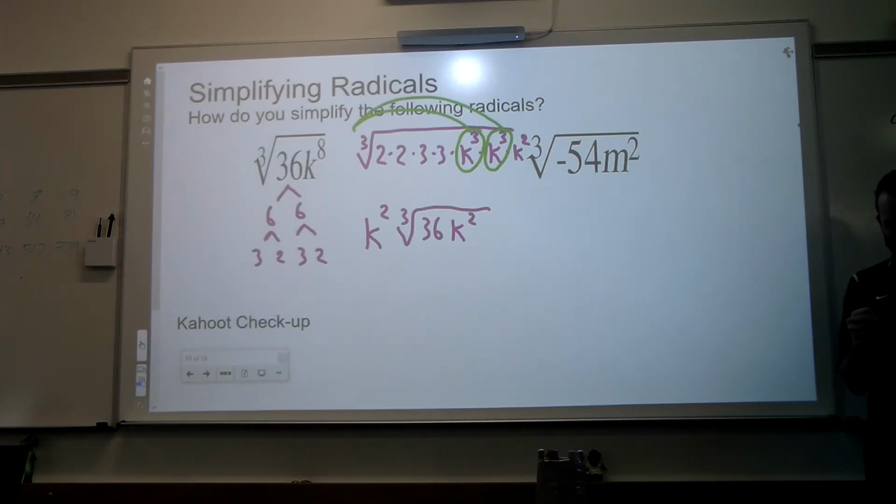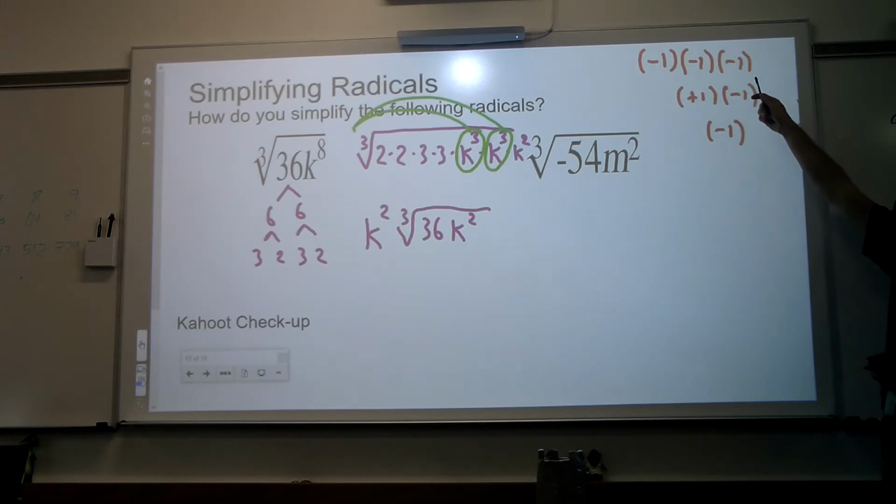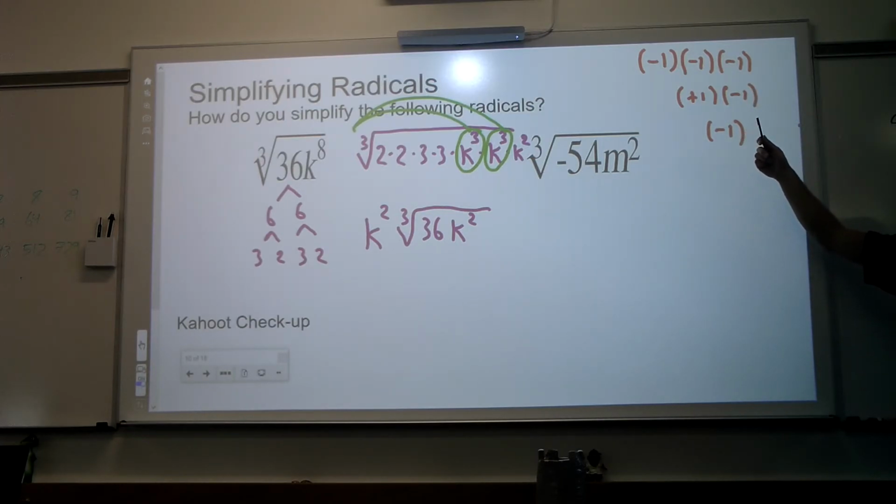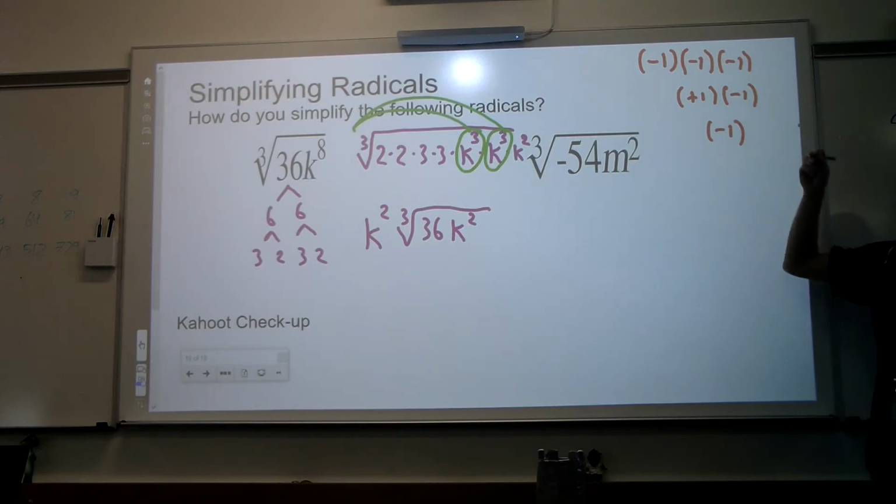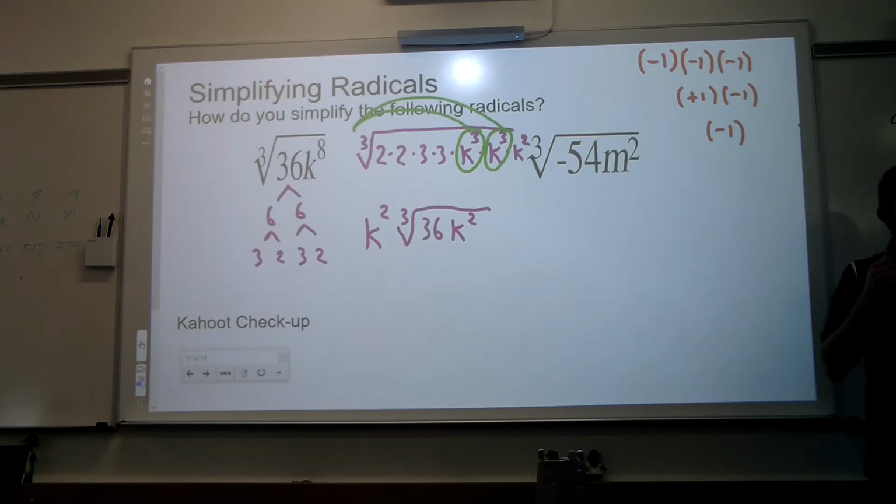If I take a negative and I times it by a negative, and then I times it by a negative. So a negative 1 times negative 1 times negative 1. What's a negative times a negative? That's a positive. That's a positive 1. And what's a positive times a negative? A negative 1. So negative 1 cubed is still negative 1. That means the cube root of negative 1 is negative 1.